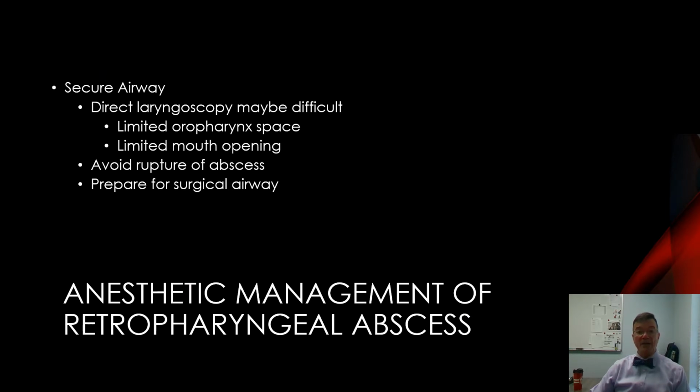So how are you going to manage this patient? You're going to figure out whether you can secure the airway. You might do a direct laryngoscopy, but that may be difficult because there's limited oropharyngeal space and limited mouth opening with the trismus. You also want to make sure that you avoid rupture of the abscess when you intubate this patient, and always be prepared for a surgical airway, either a tracheostomy or a cricothyrotomy.